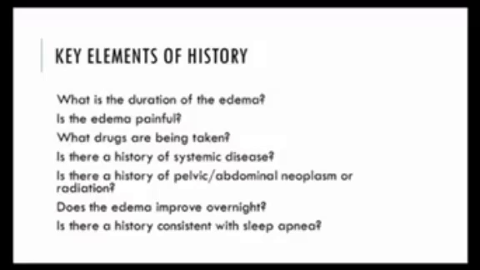Key elements of the history include: what is the duration of the edema? Acute, less than 72 hours, versus chronic. If the onset is acute, deep vein thrombosis should be strongly considered. The 72-hour cutoff is commonly cited but arbitrary. Is the edema painful? Deep vein thrombosis and reflex sympathetic dystrophy are usually painful. Chronic venous insufficiency can cause low-grade aching. Lymphedema is usually painless.